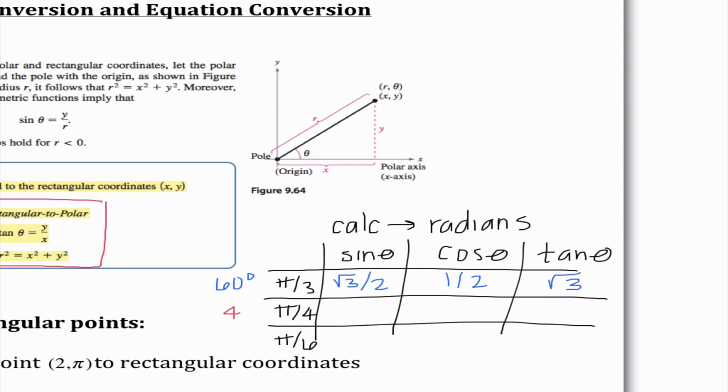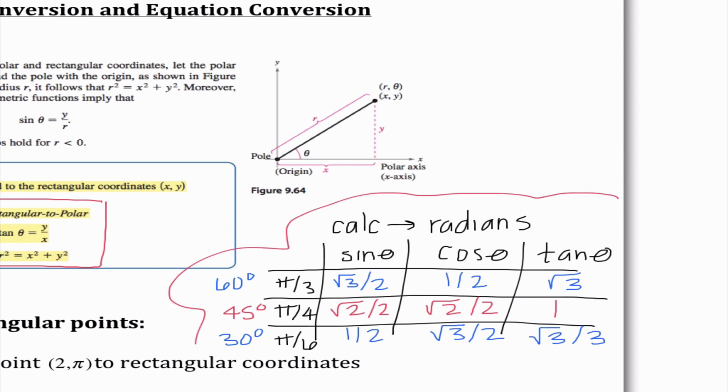Pi over 4 is like 45 degrees, so our sine is radical 2 over 2. Our cosine is radical 2 over 2, and our tangent is 1. Pi over 6 is equivalent to 30 degrees, and our sine value is 1/2. My cosine value is radical 3 over 2, and our tangent is radical 3 over 3. So these are things that we've learned previously, and I want to stress we still need to know these. These do not go away. We need to have those values memorized.